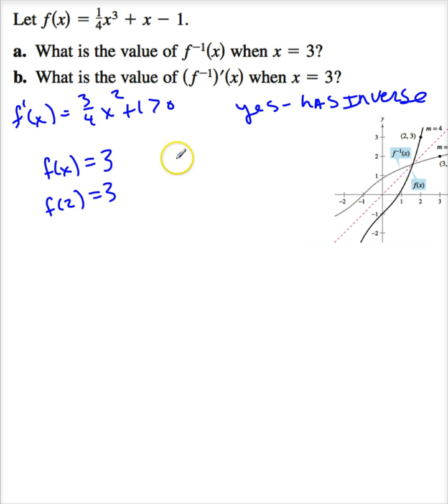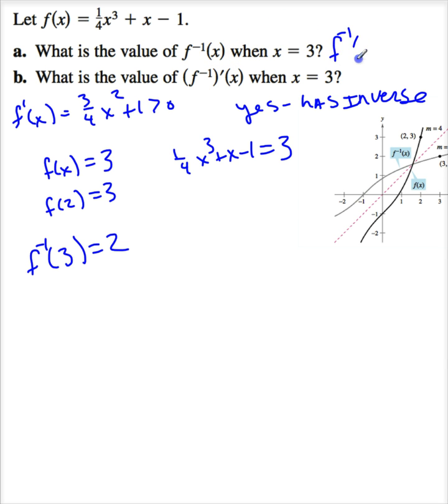Now how did I find that? I took 1/4 x cubed plus x minus 1, and I set that equal to 3, and then I solved this function. So f of 2 equals 3. That means f inverse of 3 is equal to 2. So the answer to part A, what is the value of f inverse when x equals 3, is literally asking for f inverse of 3 equals 2.